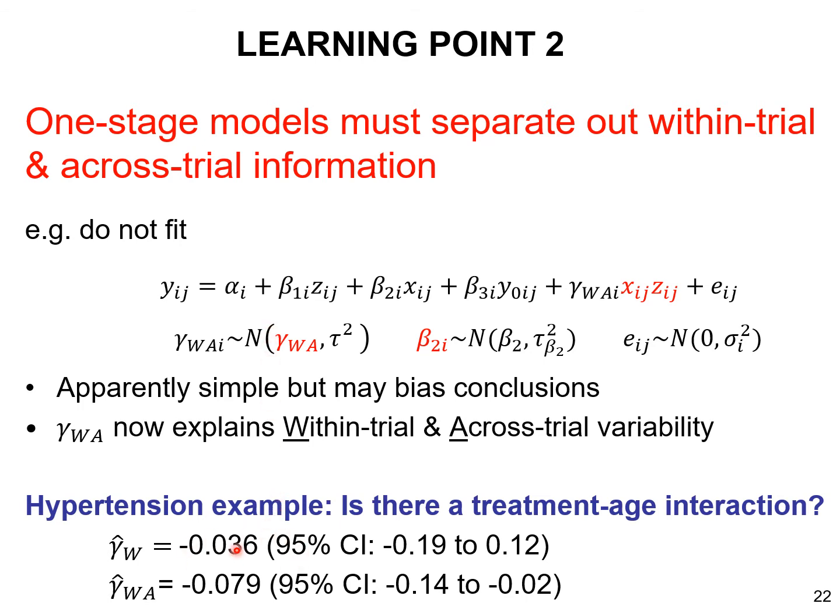So let's have a look at the results again for the hypertension example. Is there a treatment age interaction now? Looking at age, we see that if you did the amalgamated analysis, which I would suggest is the wrong analysis, you get a statistically significant result. However, there's far less evidence of an effect when you do separate out within trial information. The effect is halved, the confidence interval is much wider, and there's no clear evidence of an interaction with age.